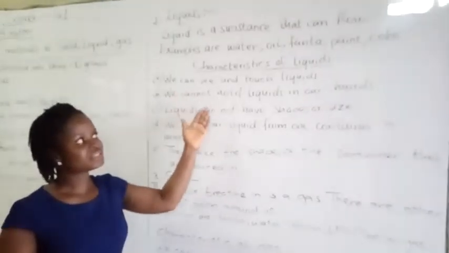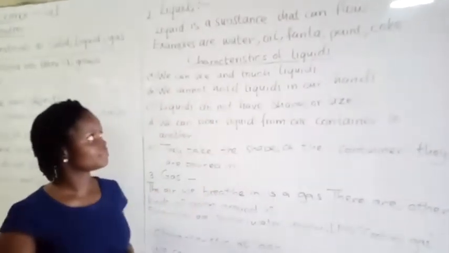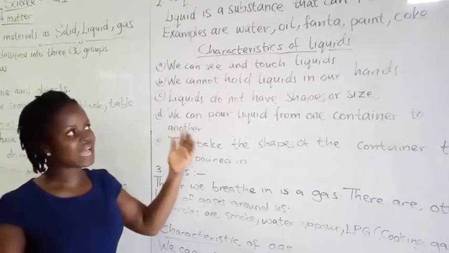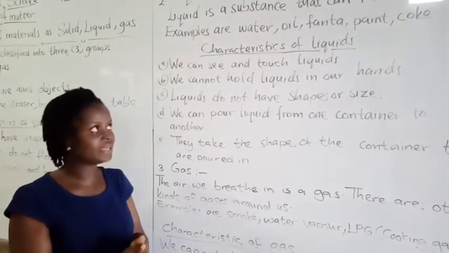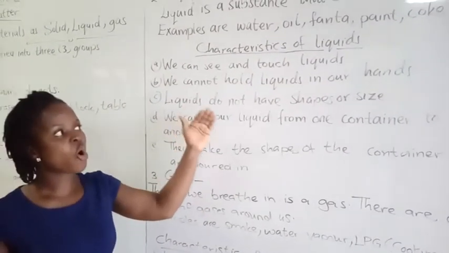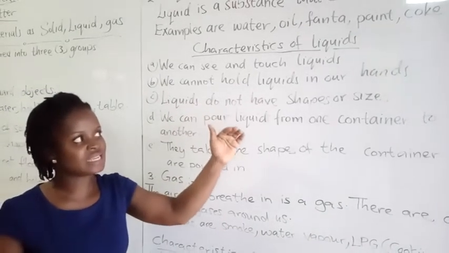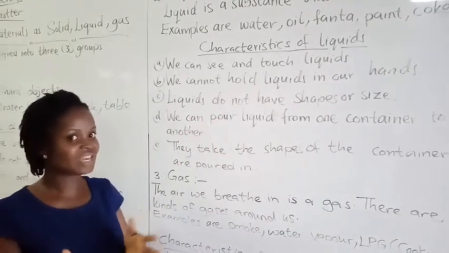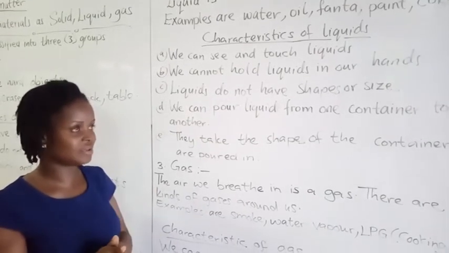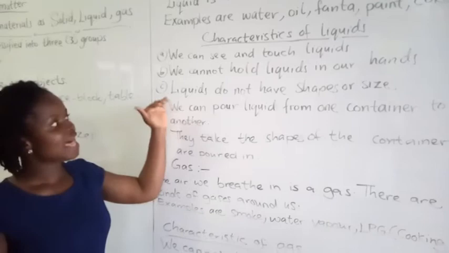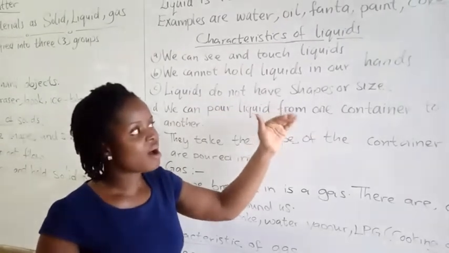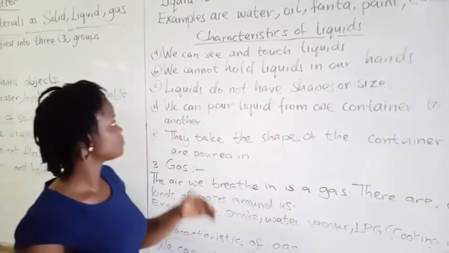So the characteristics of liquids. A. We can see and touch liquids. B. We cannot hold liquids in our hands. Try that and see: pour water in your hand and see whether it will hold. C. Liquids do not have shapes or sizes.